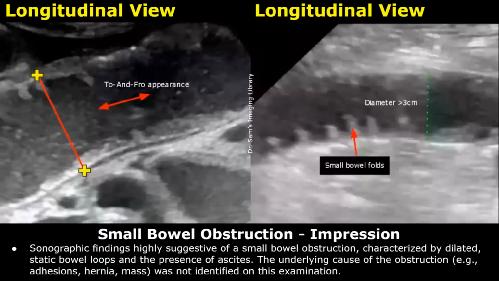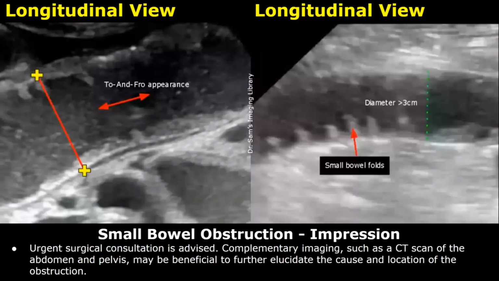This is the impression. Sonographic findings highly suggestive of a small bowel obstruction, characterized by dilated static bowel loops and the presence of ascites. The underlying cause of the obstruction, for example adhesions, hernia, or mass, was not identified on this examination. Urgent surgical consultation is advised. Complementary imaging, such as a CT scan of the abdomen and pelvis, may be beneficial to further elucidate the cause and location of the obstruction.